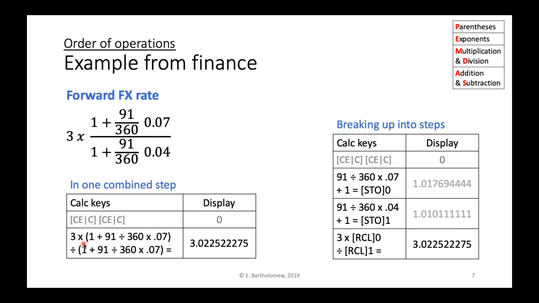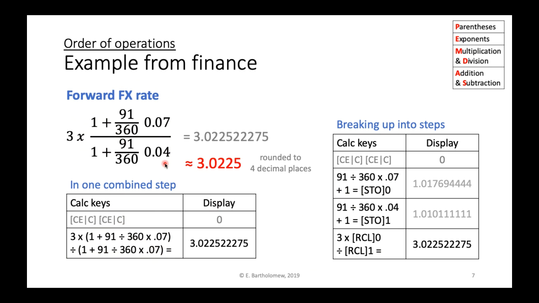So to do this, we'd go 3 times and then open paren on your calculator. 1 plus 91 divided by 360 times 0.07 close paren, and then we divide by and we go to what's on the bottom. 1 plus 91 divided by 360 times 0.04 close paren and equals. And you should get this, the same as you got here. So that is how you would do the computation for this rather complex expression.